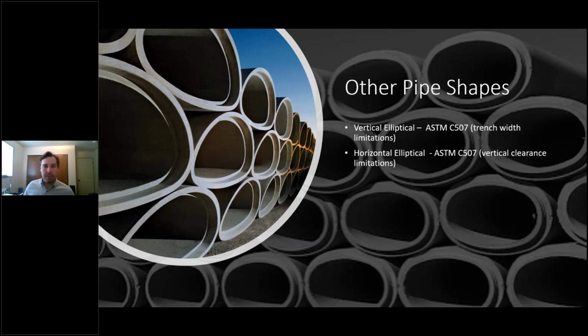These could be used if you have certain trench limitations or vertical clearance issues. And then also our arch pipe shape. Now, once again, there's pre-programmed shapes within PipePac for these dependent on your ASTM C507 or 506. So you would put in your span and it will automatically populate the rise and the wall thickness for you.